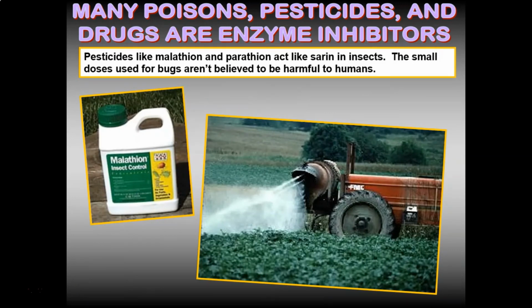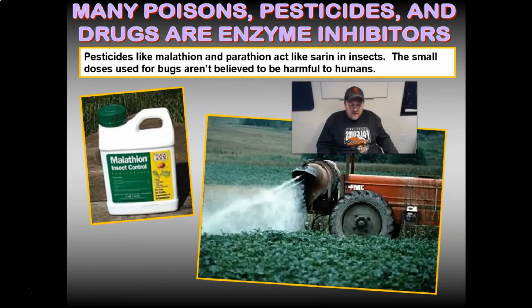malathion and parathion, they act like sarin in insects. And a lot of people don't really like this stuff because, hey, look at that picture. I mean, we're spraying our food with this stuff, but theoretically, the small doses that we use aren't enough to hurt us, but the World Health Organization considers malathion.